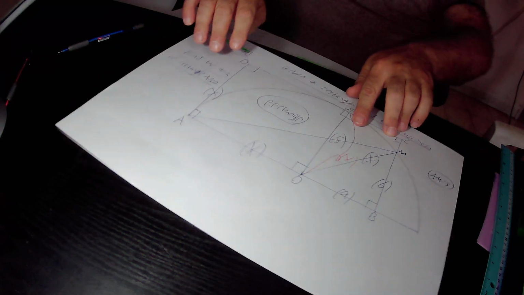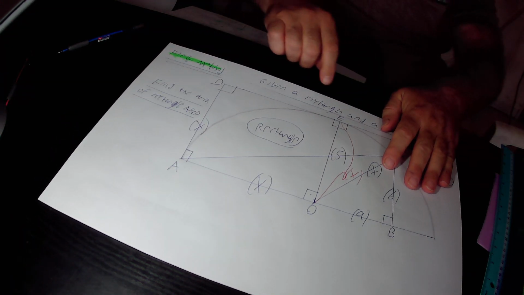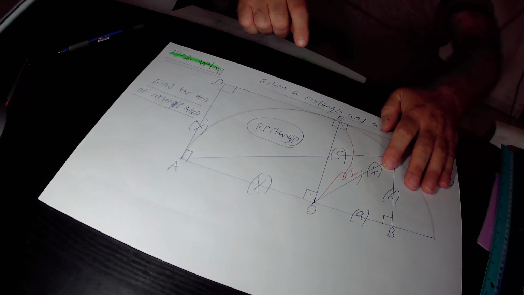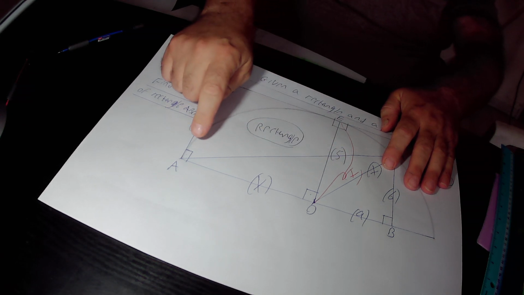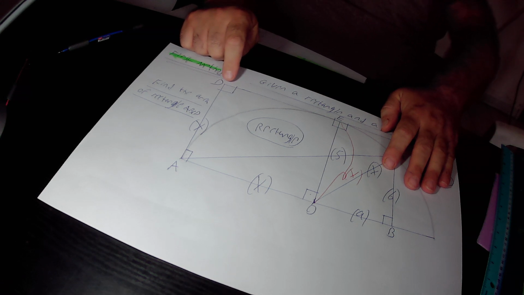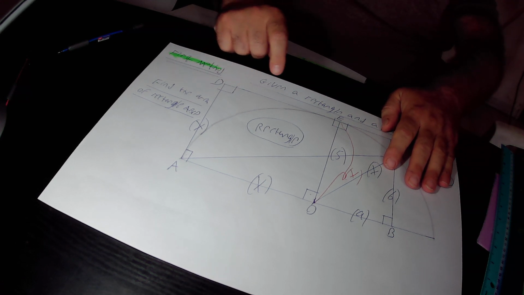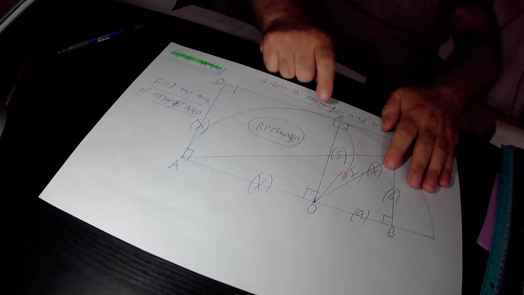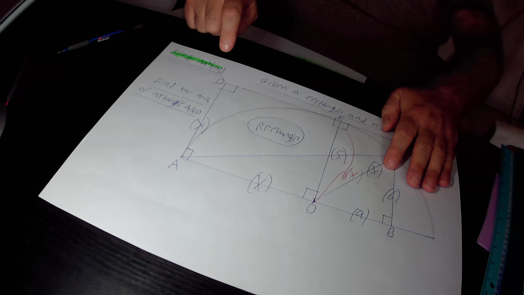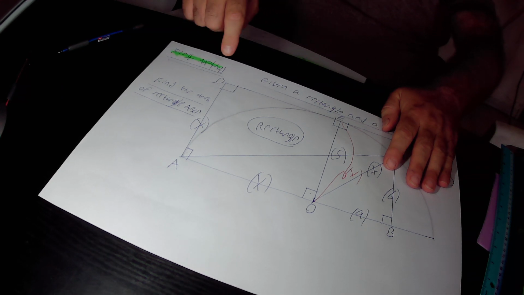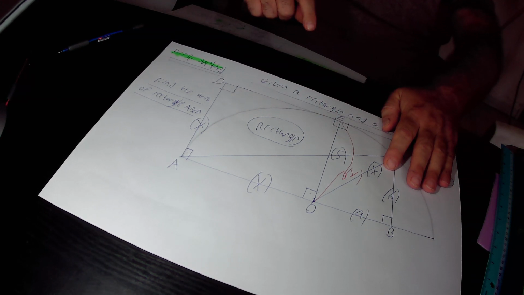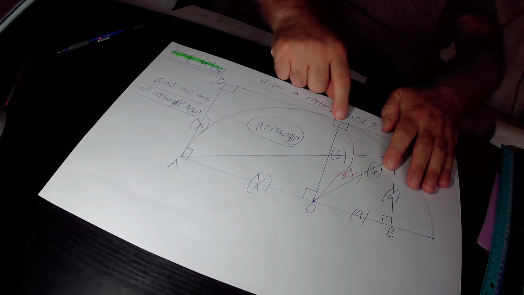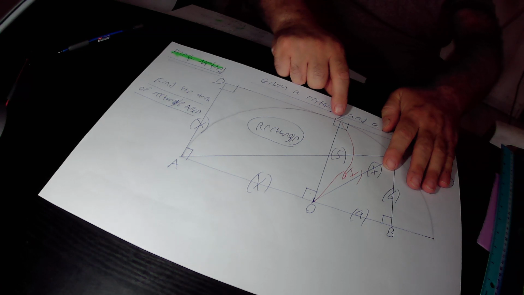So by doing this construction, we get the quadrilateral DEOA. Inside this quadrilateral DEOA, we have 1, 2, 3 right angles. The sum of 3 right angles is 270 degrees. So 270 degrees plus the size of this fourth missing angle, in total, you get 360.